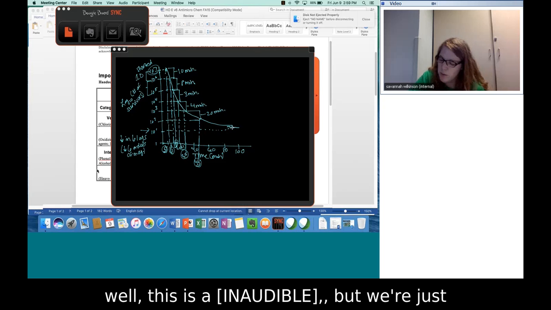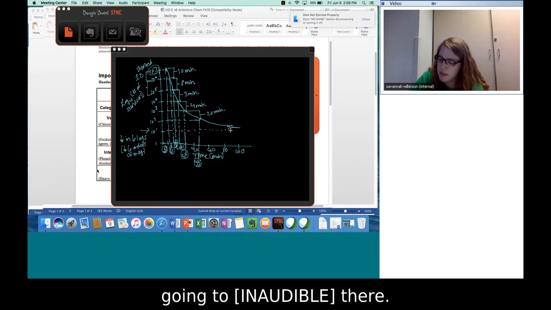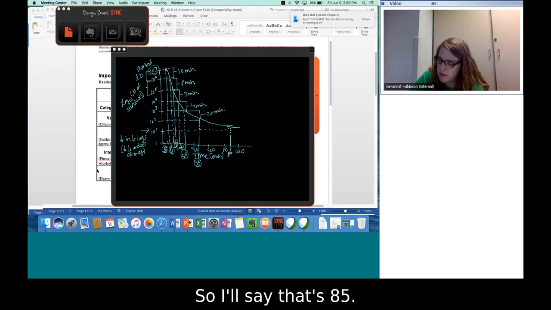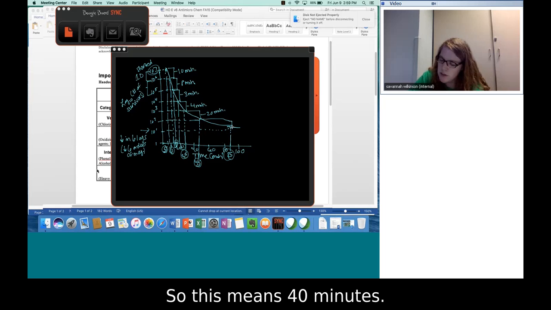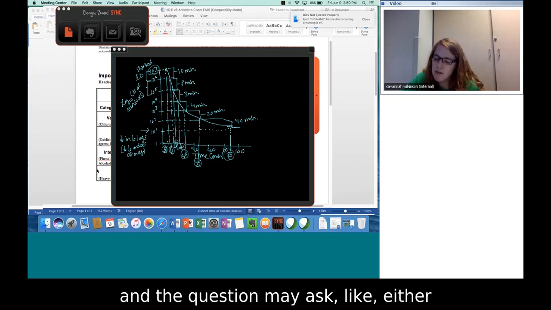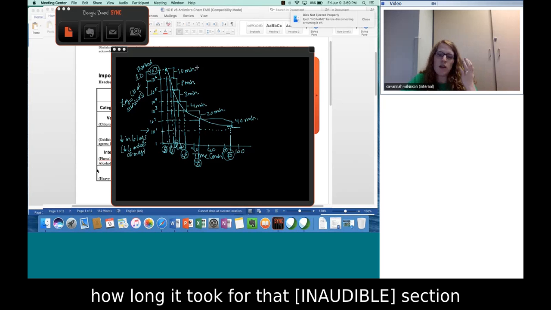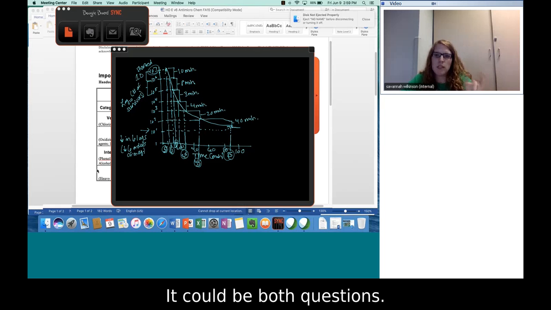Well, this is supposed to be the line, but we're just going to pretend that's the line there. So I'll say that's 85. So 85 minus 45 is 40. So this is 40 minutes. Okay, so we have a total, and the question may ask either how long it took for that high-level disinfection, or how many D values it was. It could be both questions.